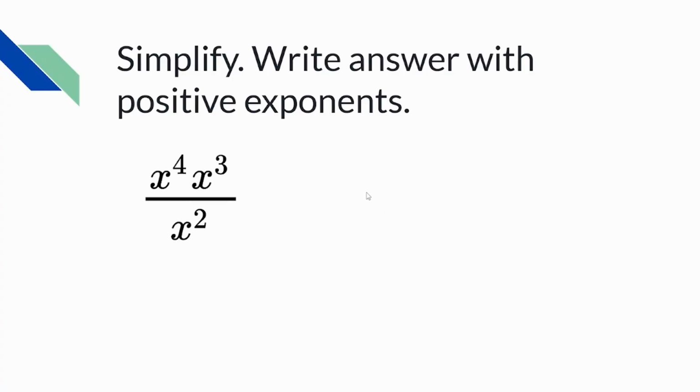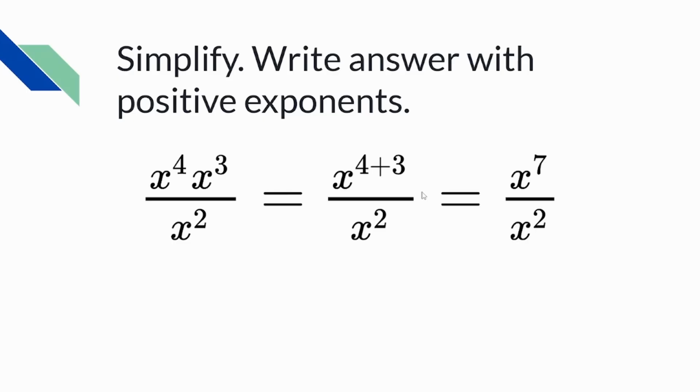Here I'm asked to simplify, and I want to write my final answer with positive exponents. No problem. We should be able to do that if we know how to use the exponent rules effectively. Here I have x to the 4th times x to the 3rd over x squared. In the numerator, I can use an exponent rule to condense this down to one base, and I can add the powers, 4 plus 3. That's what the rule says to do. So up top I just have x to the 7.